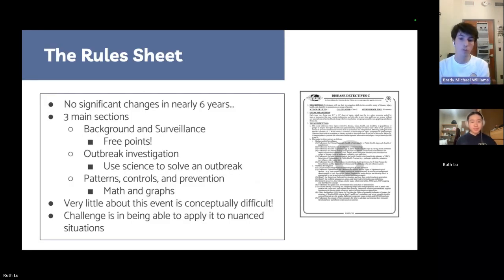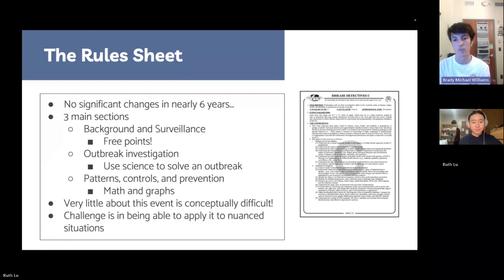Yeah, so this is the rules sheet. Just like any test event, the first place you want to start is looking at the rules and figuring out what you need to know. One nice thing about Disease Detectives is that from year to year, it really doesn't change that much. So once you learn it the first time, there's not a whole lot of extra learning to do from year to year. So it's split into three sections.